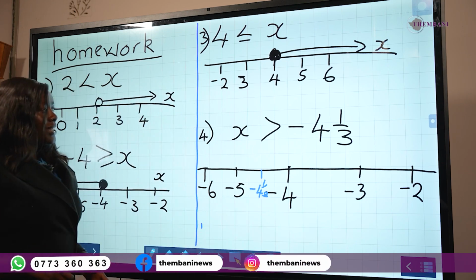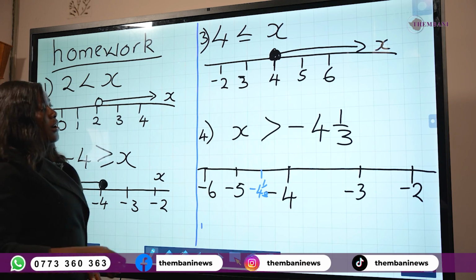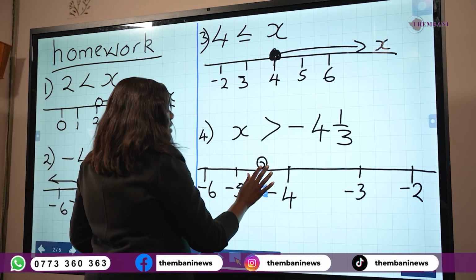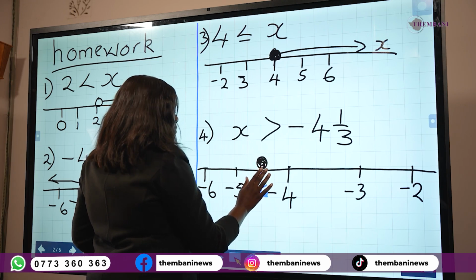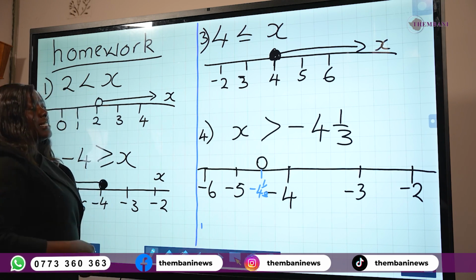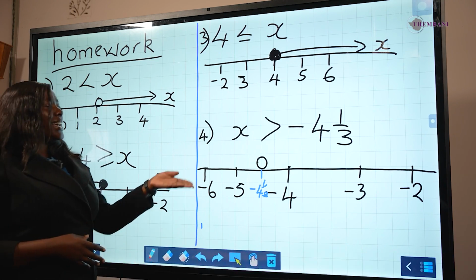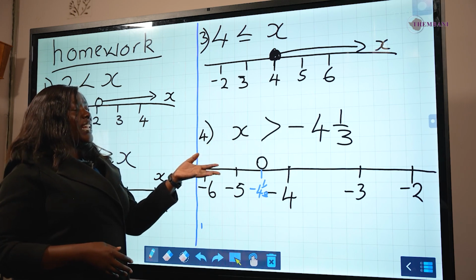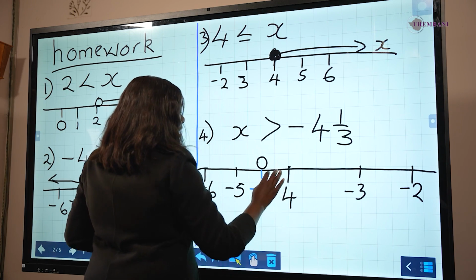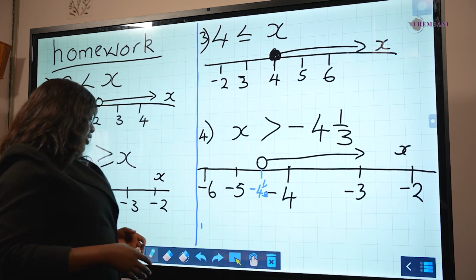After doing that, we then put our small circle on -4 and 1/3, which is somewhere here. I'm sorry, we are not supposed to shade our circle because it doesn't have an equal to. Then we read the inequality. We are saying x is greater. So we need values which are greater. It means the values which are greater are in this direction. So our arrow also goes in that direction.